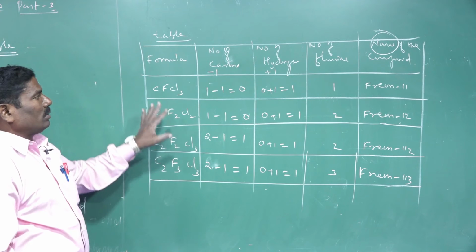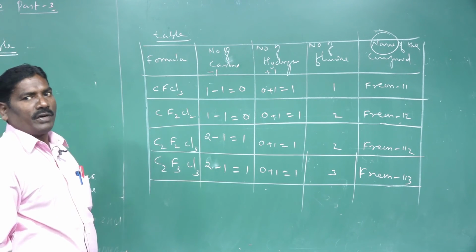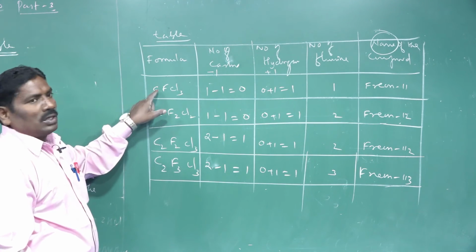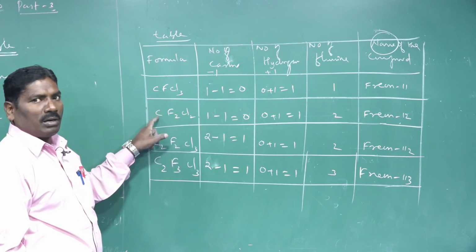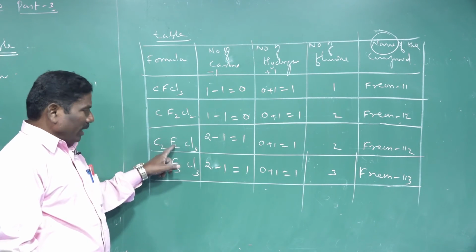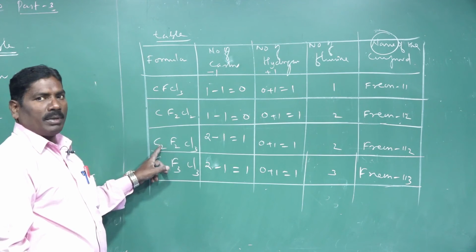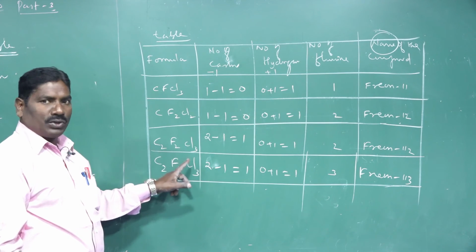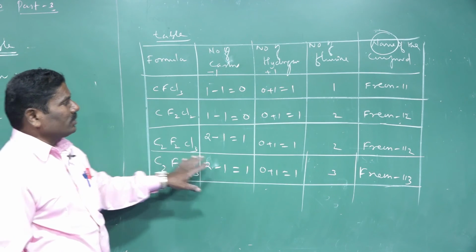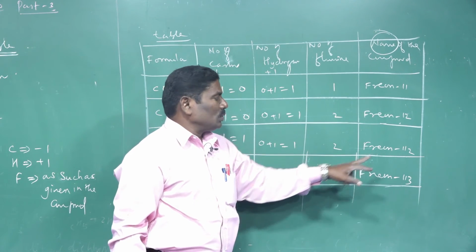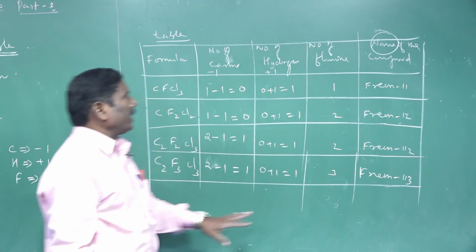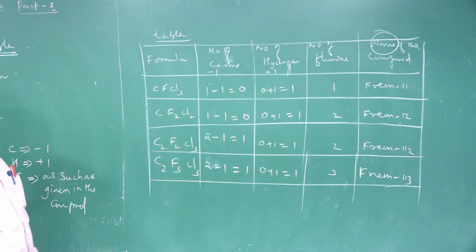This is the tabular column. We have to derive what kind of freon each is. This is trichlorofluorocarbon. This is difluorocarbon. This is difluoro-trichlorocarbon. This is trifluoro-trichlorocarbon. In these cases, we have to identify Freon 11, Freon 12, Freon 112, Freon 113. This is the kind of compounds of Freon.